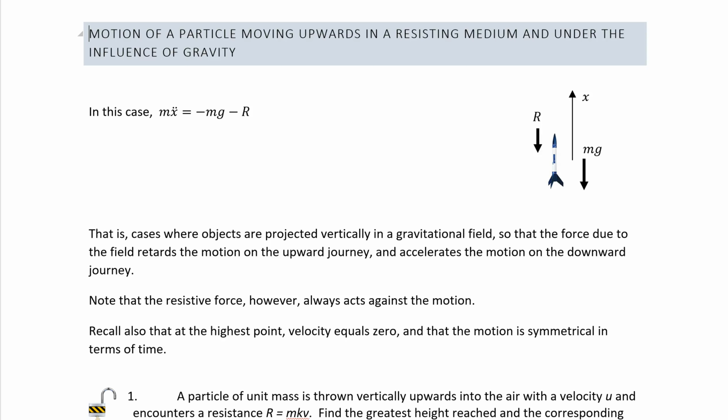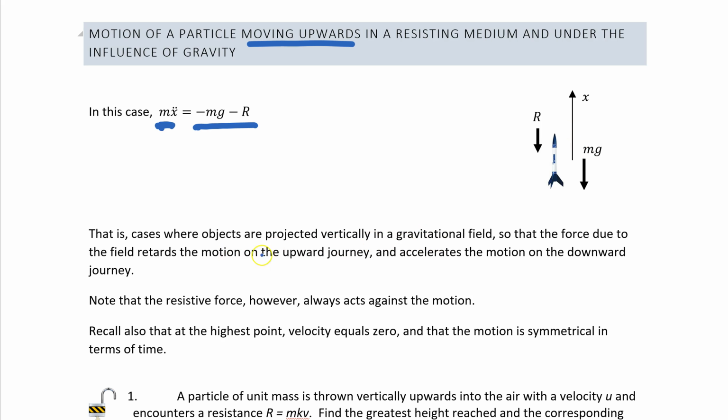Hello mathematicians. Our last example of resisted motion is when we have a particle moving upwards in the resisting medium and it's under the influence of gravity. So in that case our overall force is the result of two separate forces, the downward pull of gravity and the resistive force, which while the particle is going upward also points down.